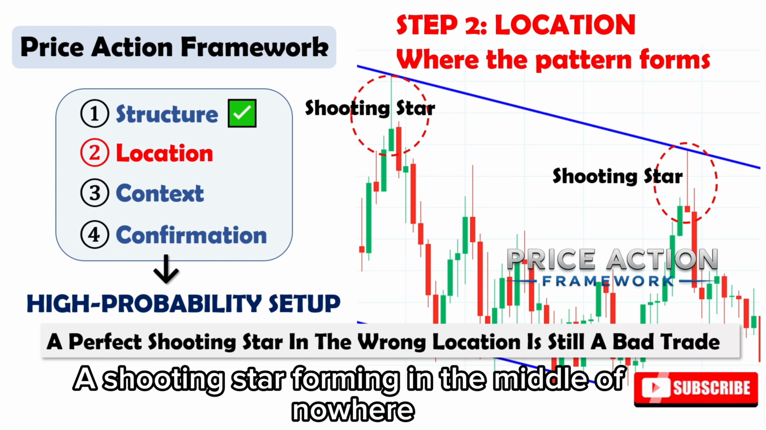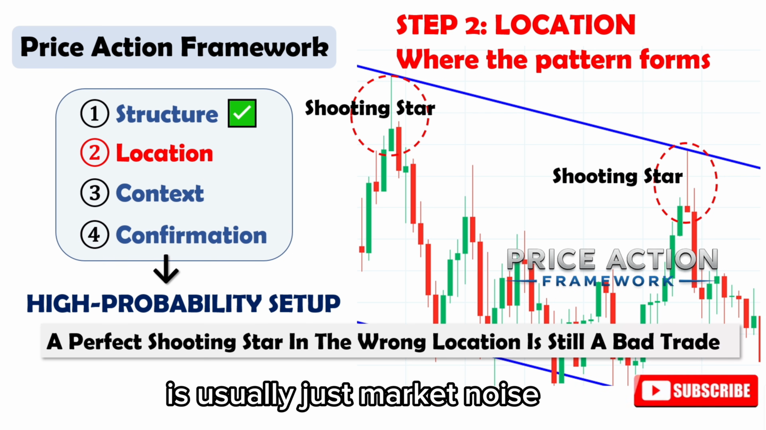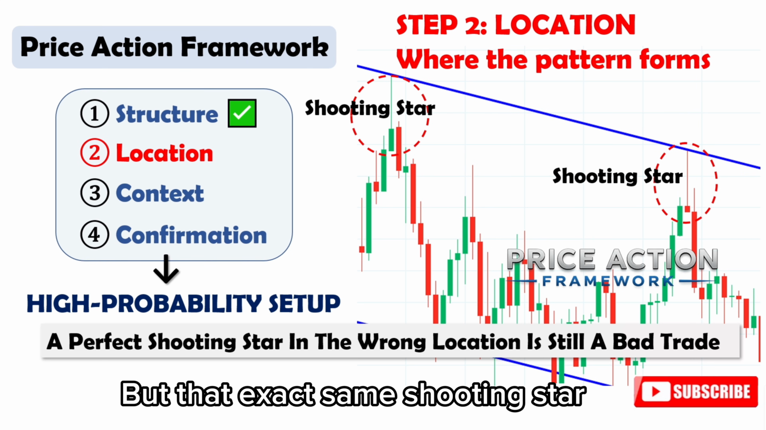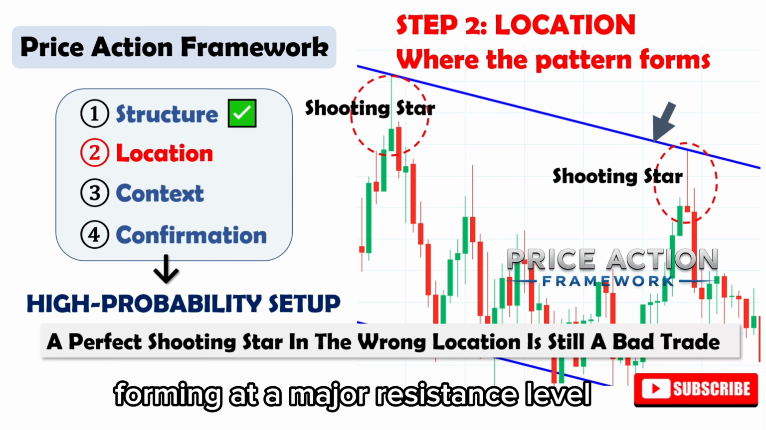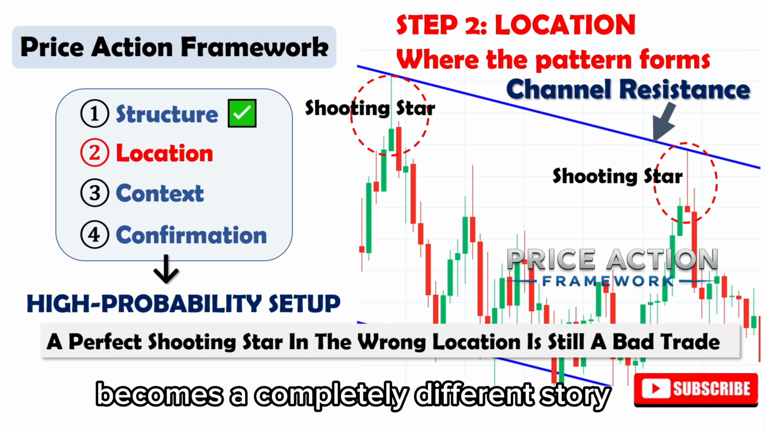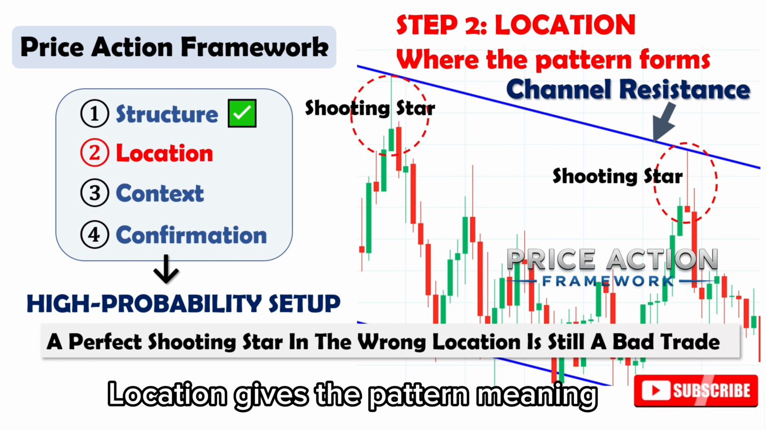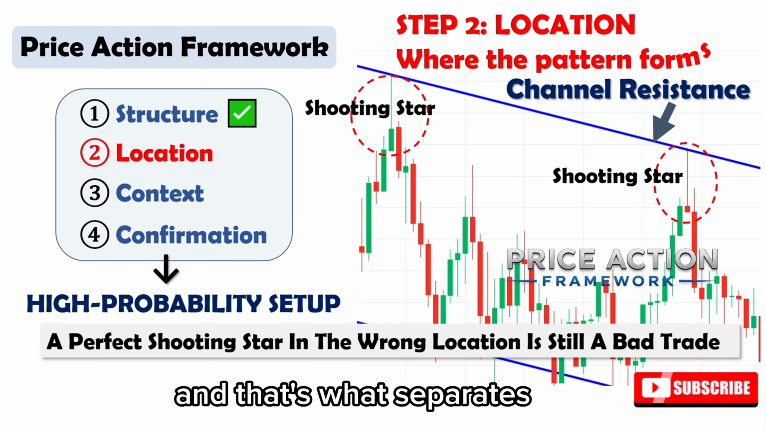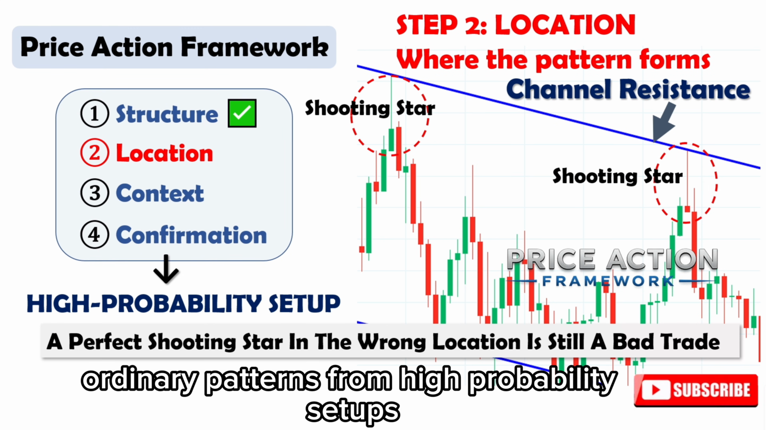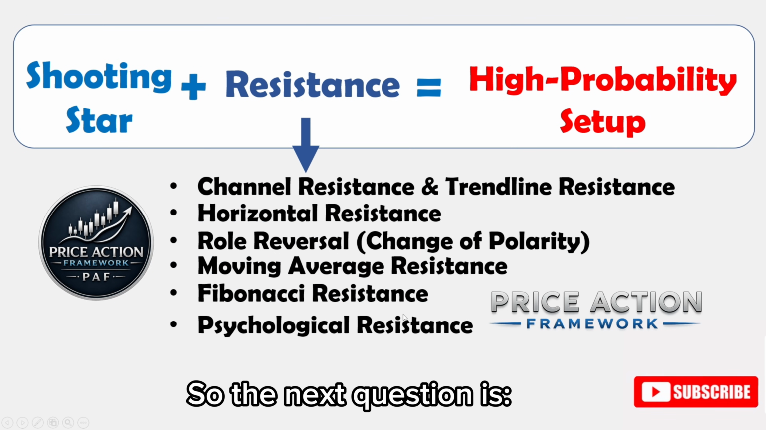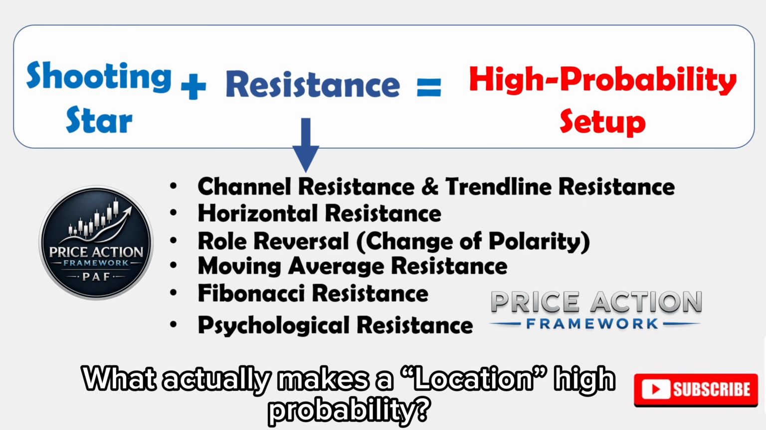A shooting star forming in the middle of nowhere is usually just market noise. But that exact same shooting star, forming at a major resistance level, becomes a completely different story. Structure identifies the pattern, location gives the pattern meaning. And that's what separates ordinary patterns from high-probability setups. So the next question is, what actually makes a location high probability?